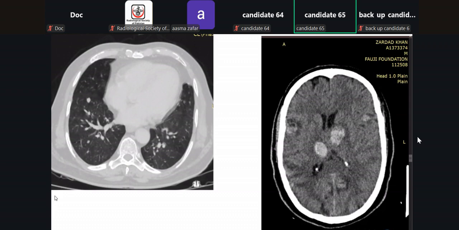On HRCT chest, there are multiple areas of ground glass haze involving bilateral lower lobes. A heart appears unremarkable and bones are normal.